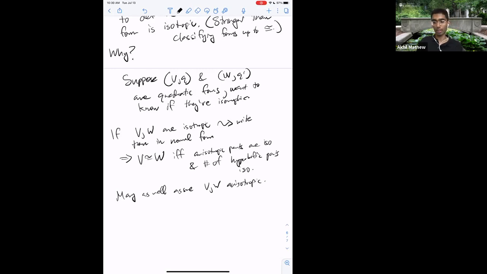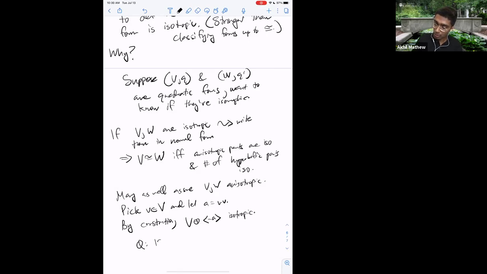And now there's this nice sort of trick. If you want V to be isomorphic to W, then any length squared in V, so any scalar that's represented by V, has to be represented by W as well. So pick a vector little v in V and let a be little v dot v. By construction, V direct sum minus a is isotropic. So question, is W direct sum minus a isotropic? If not, then V is not isomorphic to W.